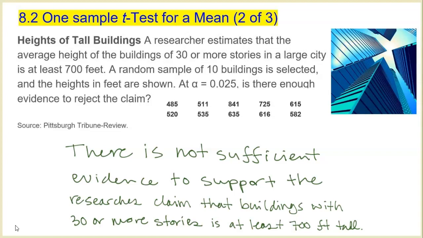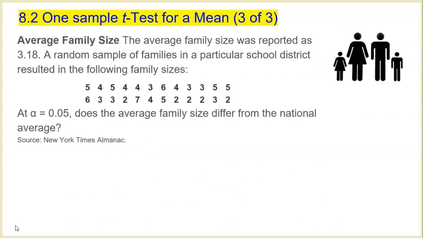And for our last example, we look at average family size. The average size of a family was reported as 3.8 family members. A random sample of families in a particular school district resulted in the following sizes. So these 24 values at alpha equals 0.05: does the average size of the family differ from the national average?